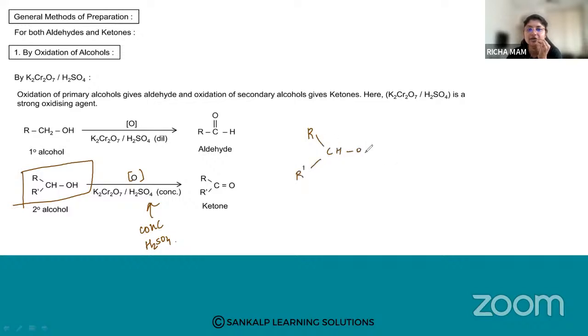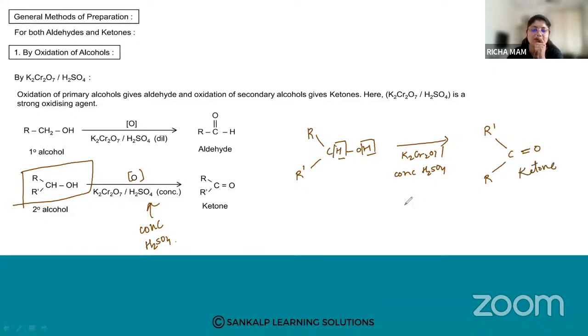R'OH, we treat it with K2Cr2O7 in the presence of concentrated H2SO4. So just remove this hydrogen, both hydrogens, and we get R'COR, a double bond to oxygen. So this is a ketone. Let me give you an example.